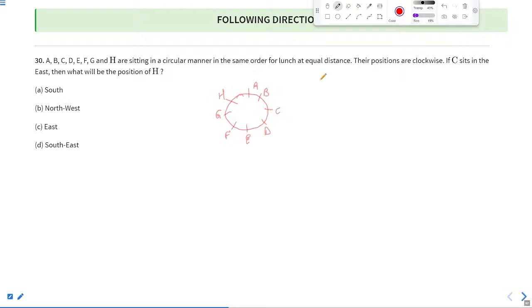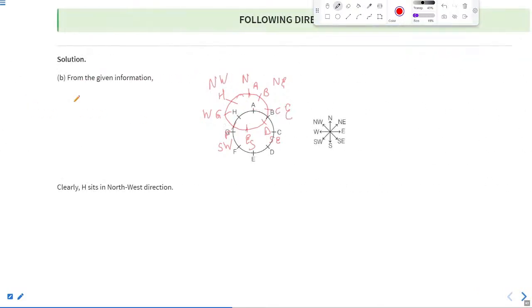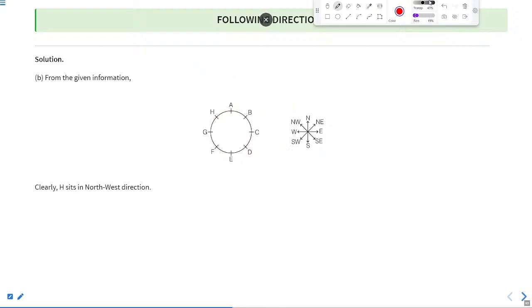C is sitting towards east. Then what will be the position of H? This is north. This is south. This is northeast. This is southeast. F will be sitting in southwest. G is west. Therefore, H will be northwest. H is in the northwest direction.